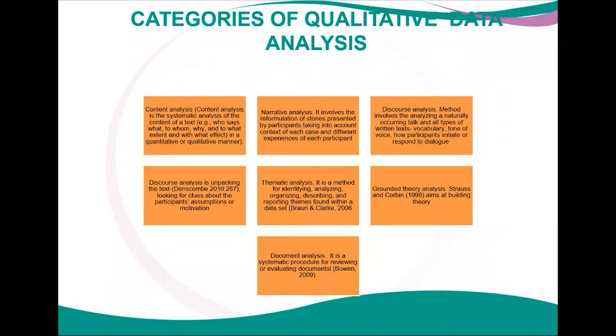So what are the categories of qualitative data analysis? So here we're talking about content analysis, the systematic analysis of the content of a text. For example, when you do content analysis of your data, you look at who says what to whom, why, and to what extent, and with what effect, in a qualitative or in a quantitative manner.